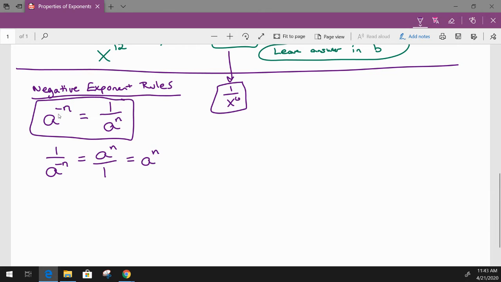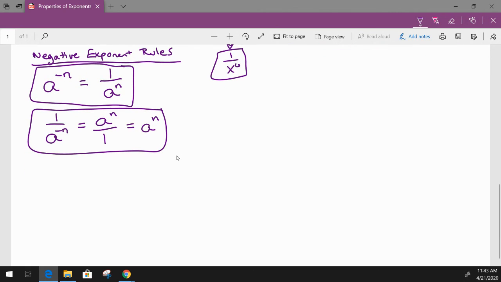So if you have a negative exponent in the numerator or a negative exponent of something that's not in a fraction, then it goes to the denominator. If you have a negative exponent in the denominator, then you want to move it to the numerator and it becomes positive. So again, notice that negative exponent becomes positive.